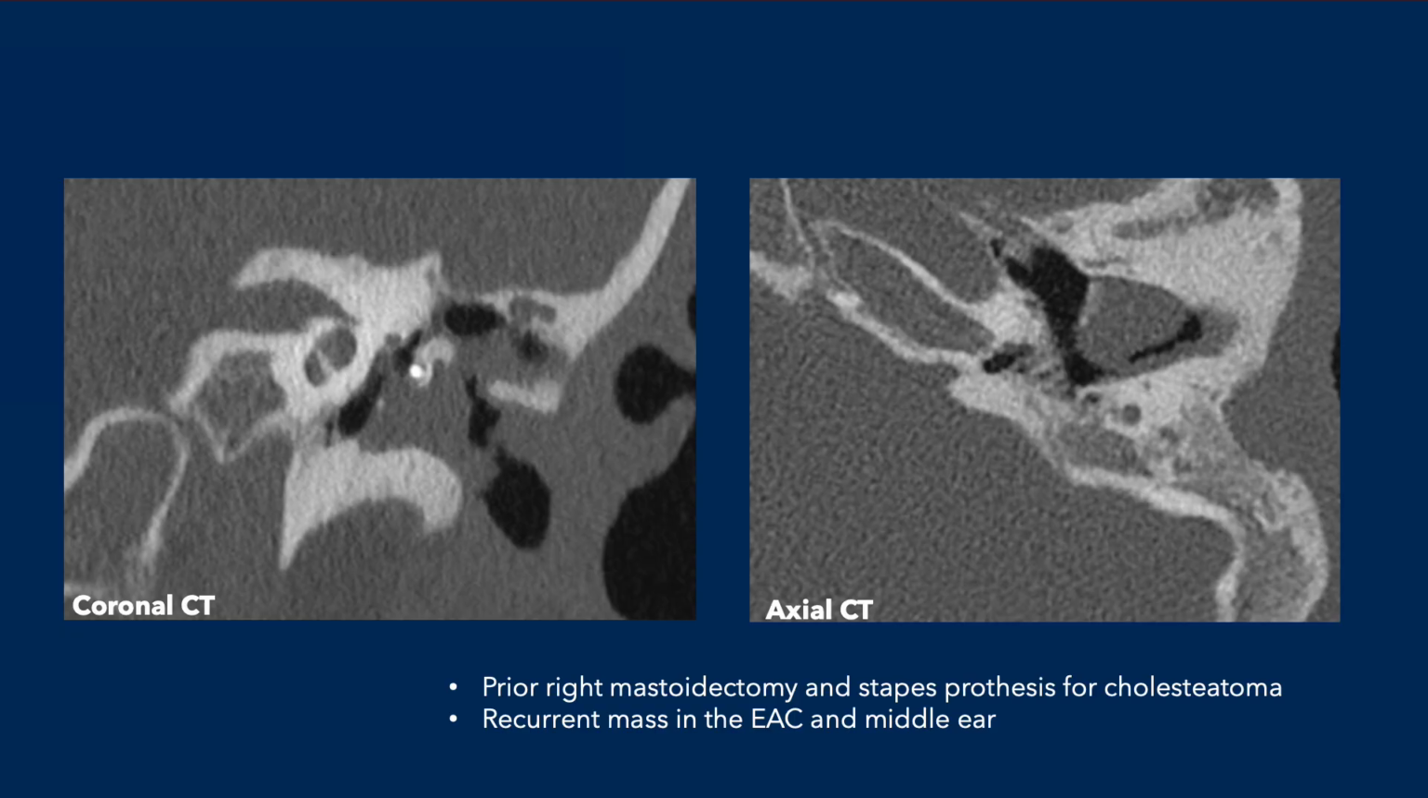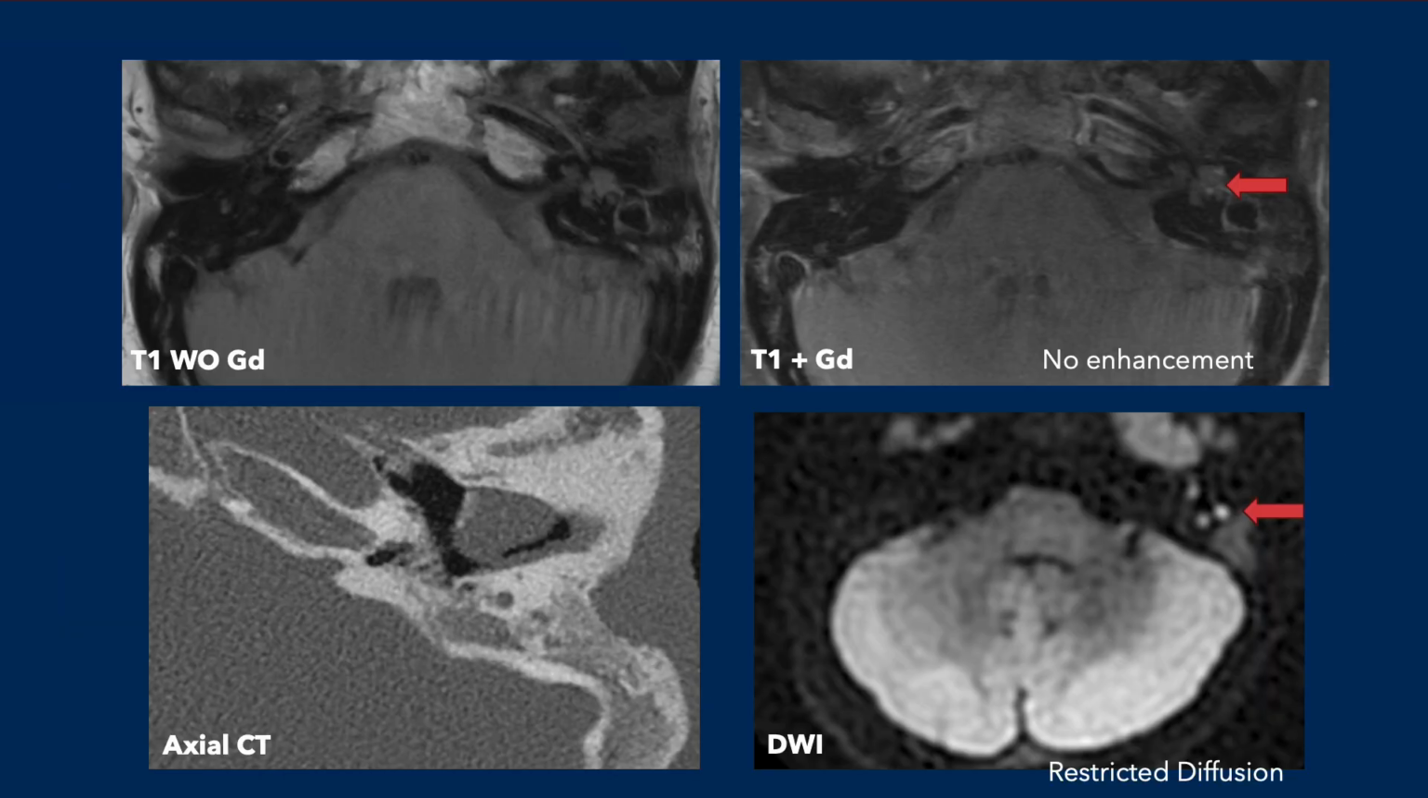This patient had a prior right mastoidectomy and stapes prosthesis for a cholesteatoma. On the current imaging, we see a soft tissue mass in the EAC and middle ear. On MRI, there was no enhancement with multiple foci of restricted diffusion compatible with recurrent cholesteatoma.